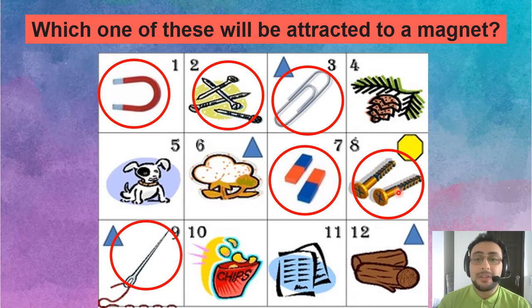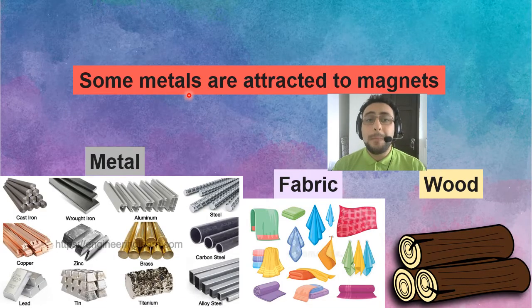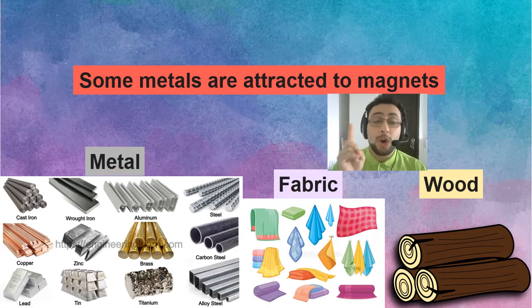Number eight. These screws are made of metal, so they are also attracted to magnets. Number nine. This needle is made of metal. Yes. 10, 11, 12. They are not attracted to magnets. Now, some metals are attracted to magnets. You see, we have different materials. We have wood, fabric, plastic, ceramic. We have so many different types of materials. But only metals are attracted to magnets. But only some metals, not all of them.